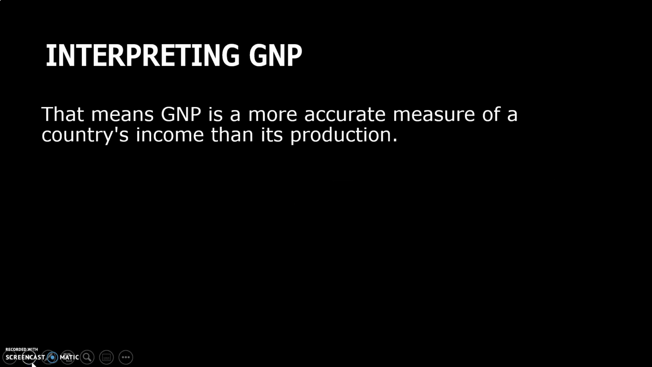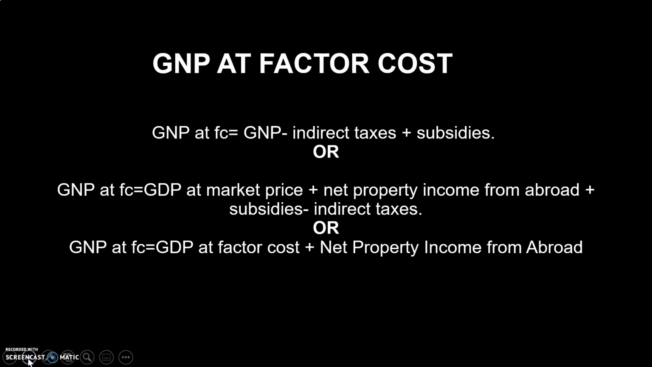Now, the GNP is also a means of making some judgments about how an economy is doing. While GDP focuses on production, GNP focuses on income. You can also look at the GNP at factor cost, similar to how you would look at the GDP at factor cost. GNP at factor cost would be GNP minus indirect taxes plus subsidies.